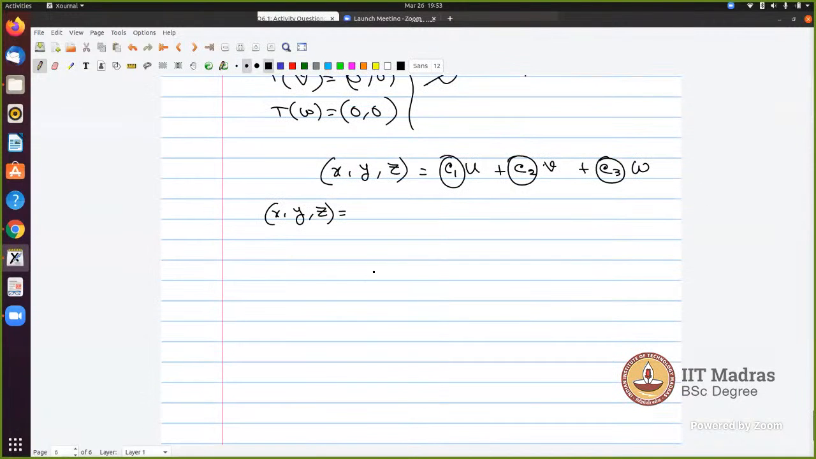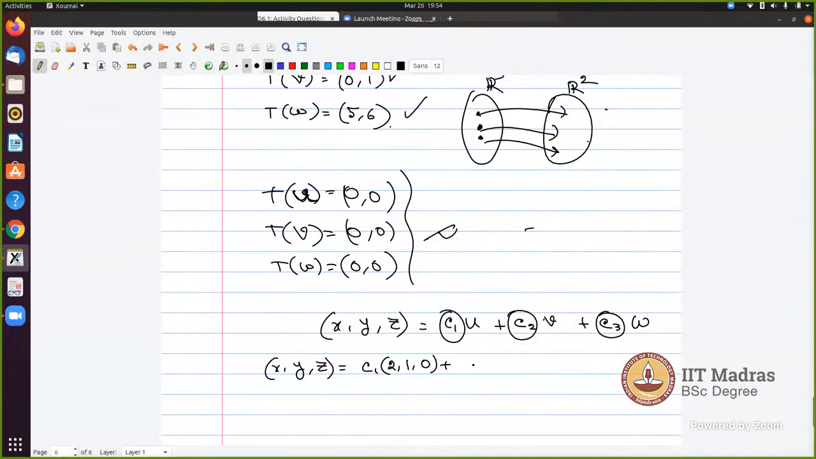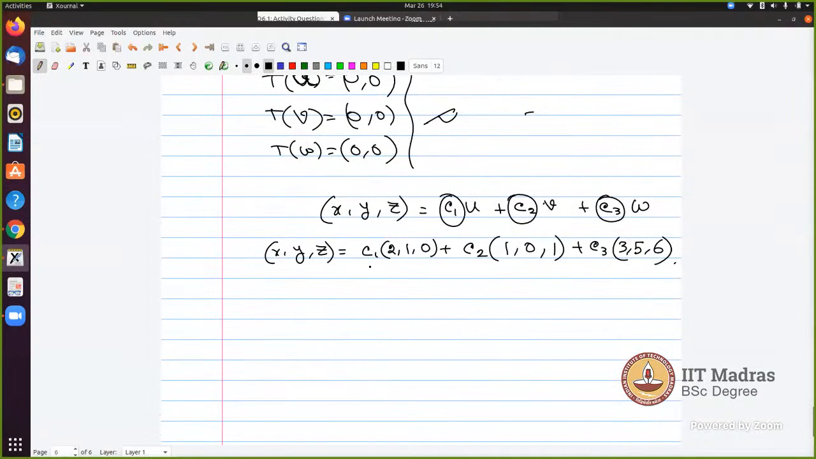So C1 times (2, 1, 0), C2 times (1, 0, 1), and C3 times (3, 5, 6), right? So can we determine C1, C2, and C3 from here? Yes, because there are three equations and three unknowns. If we write this, then 2C1, C2, and these are linearly independent, that is the main point that you have proved.